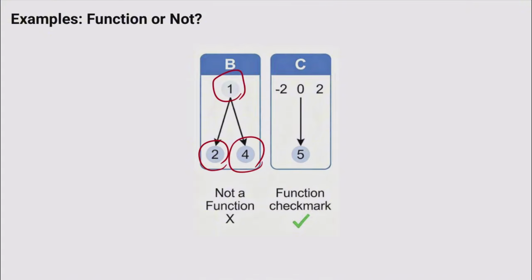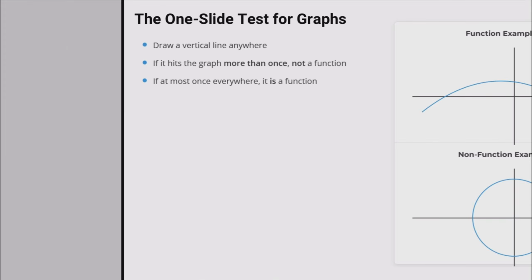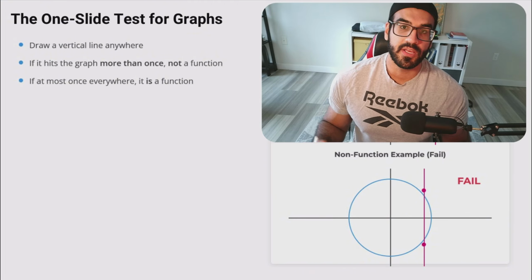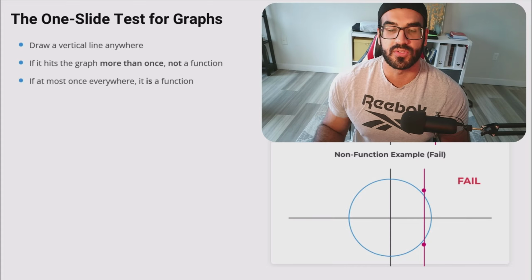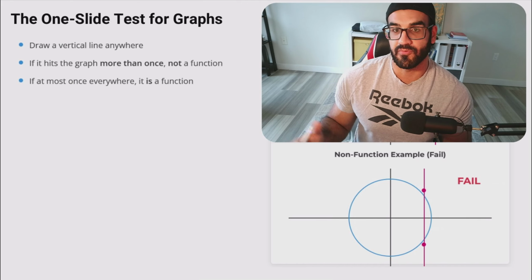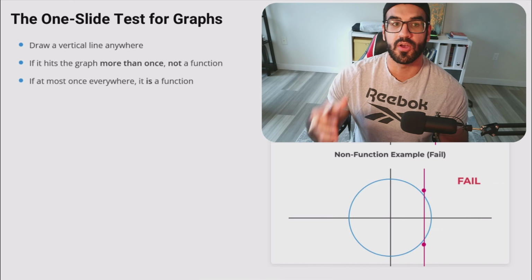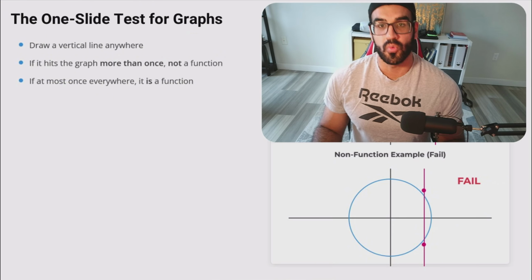In the meantime, I do have -2 and 2, which is not going to map out to anything, so that's okay. But I do have a 0 that's going to map out to 5, so I know for a fact that this guy is going to be a function itself. So some kind of simple test that we have in order to find out whether a relation is a function or not is something we call the vertical line test.